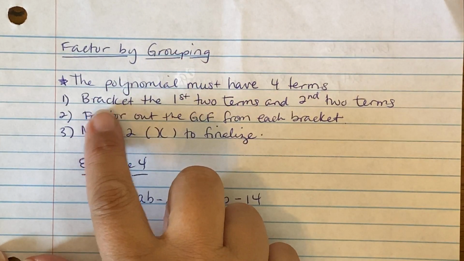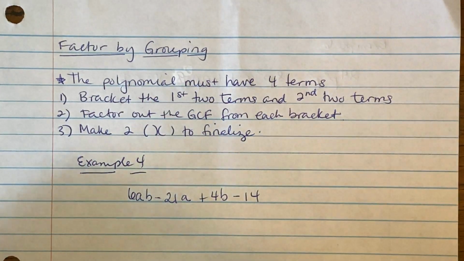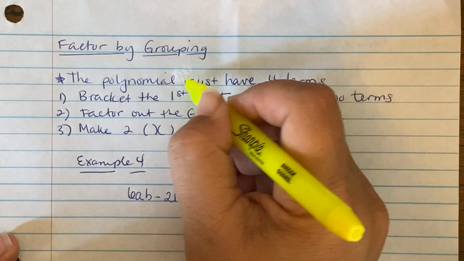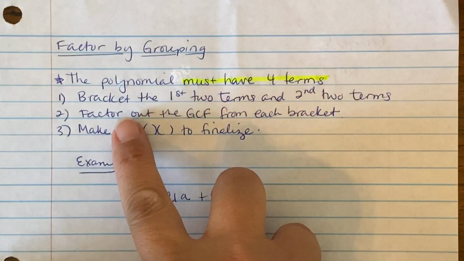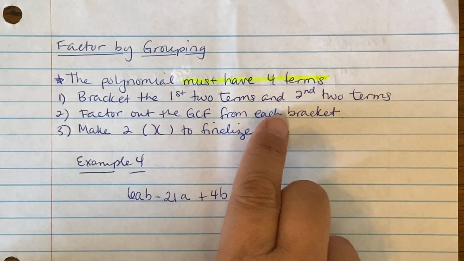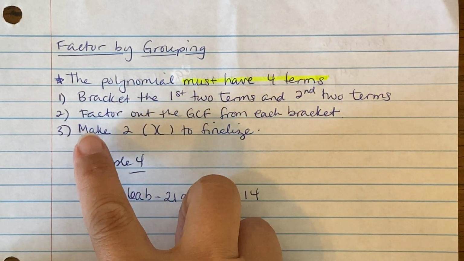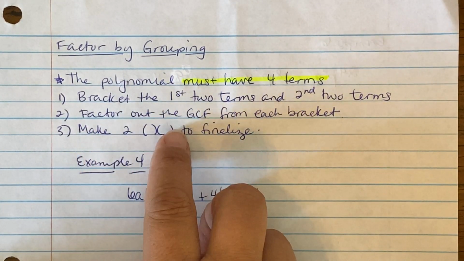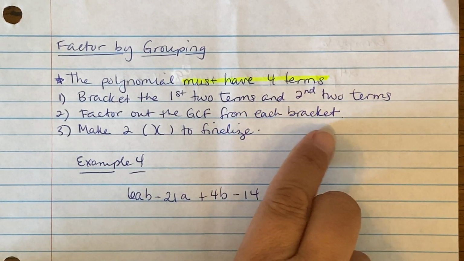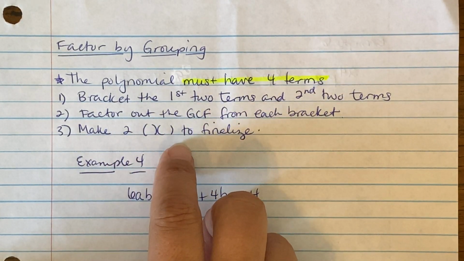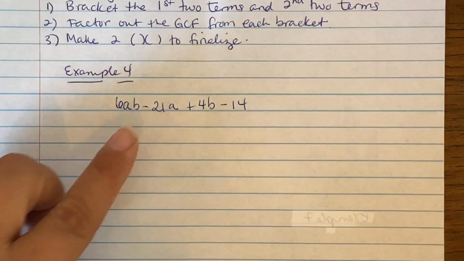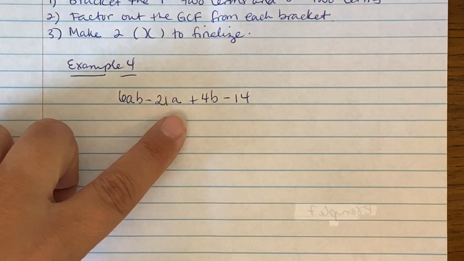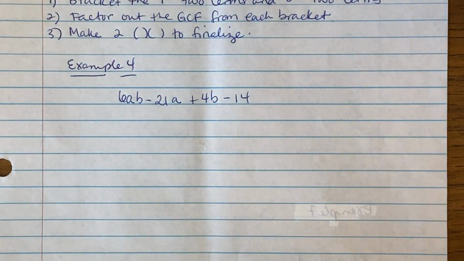Factor by grouping. So the polynomial must have 4 terms. So in order to do grouping, you need to have 4 terms to start with. You're going to put a bracket with the first 2 terms and the second 2 terms. For step 2, you're going to factor out the GCF from each bracket, and step 3 is make 2 parentheses to finalize. So in example 4, it says 6ab minus 21a plus 4b minus 12.